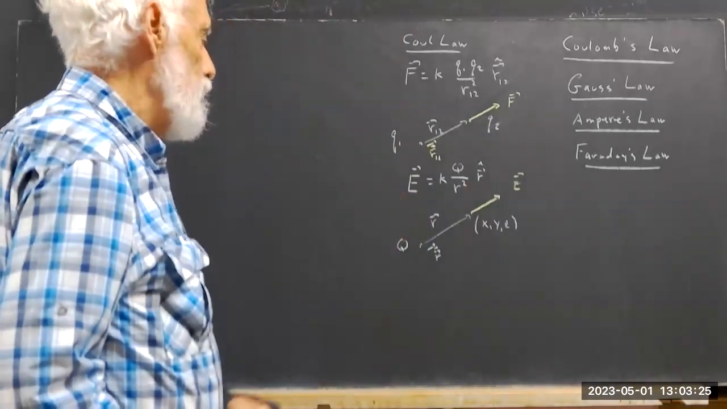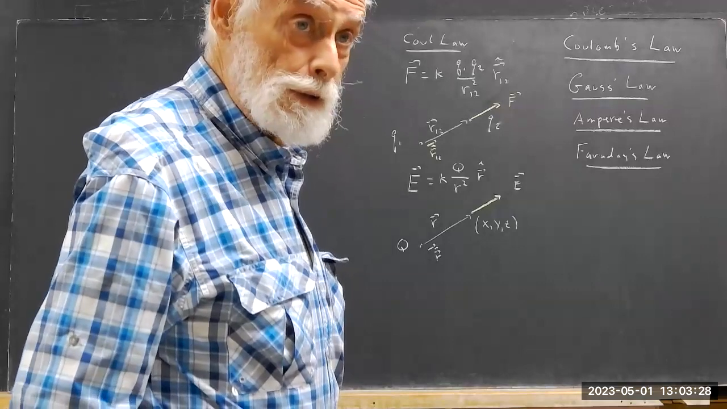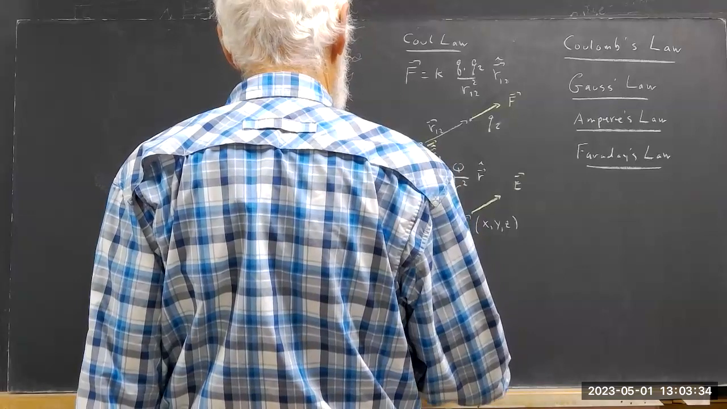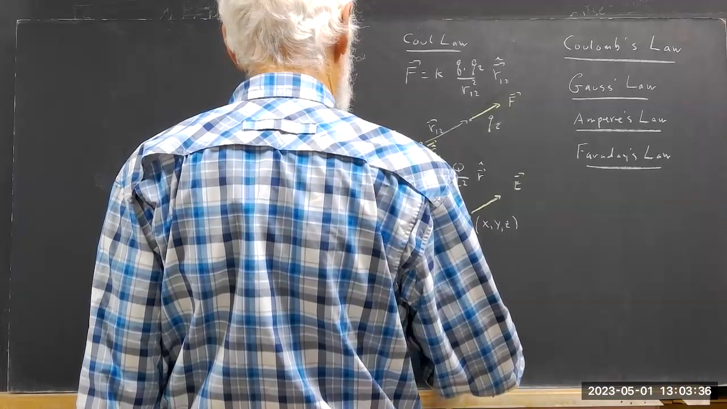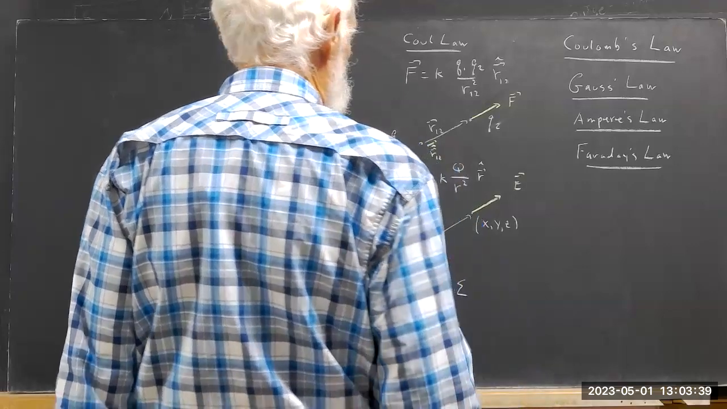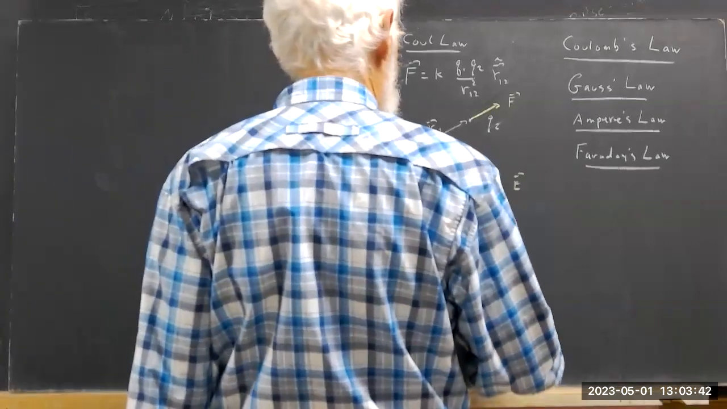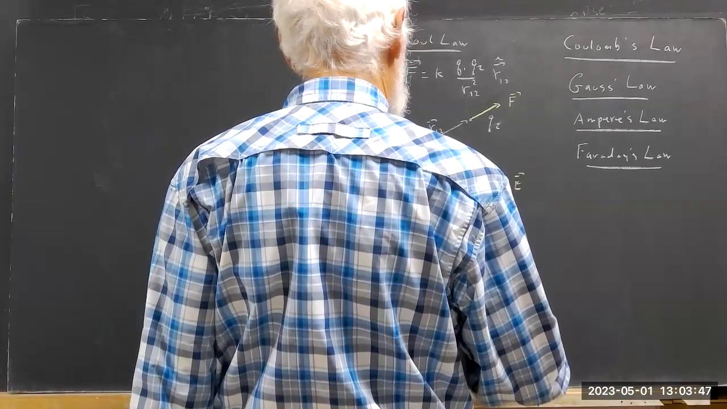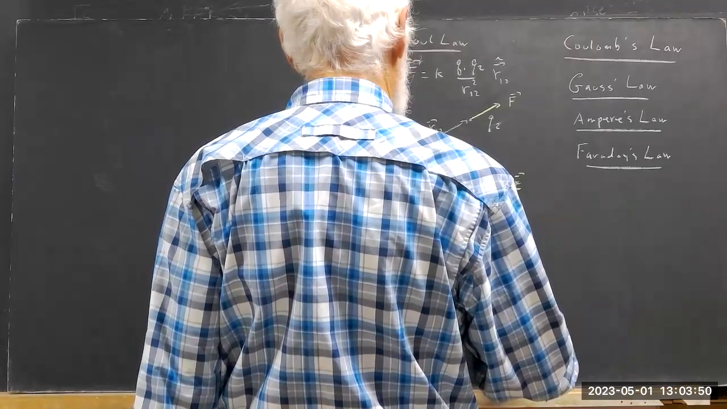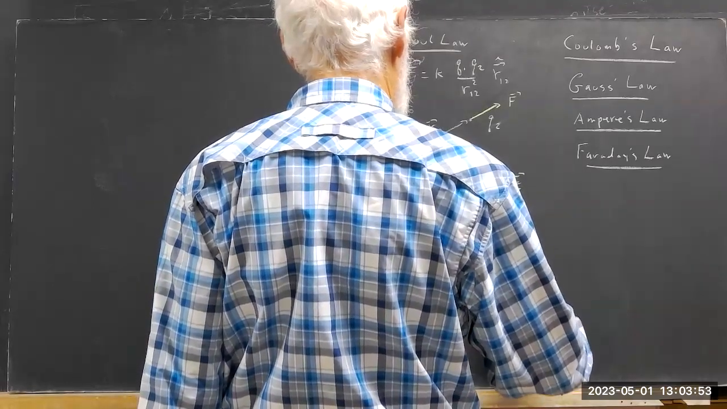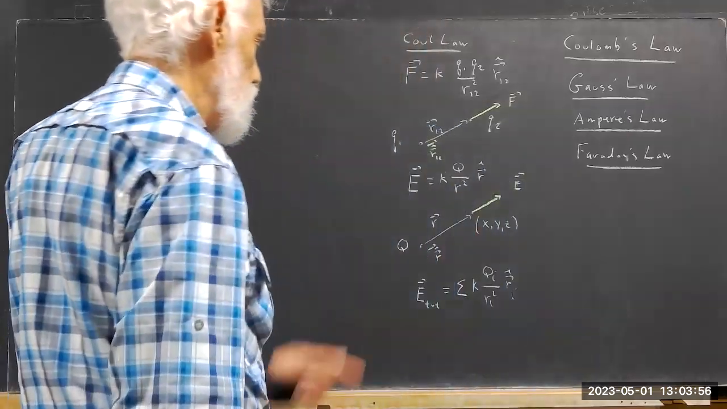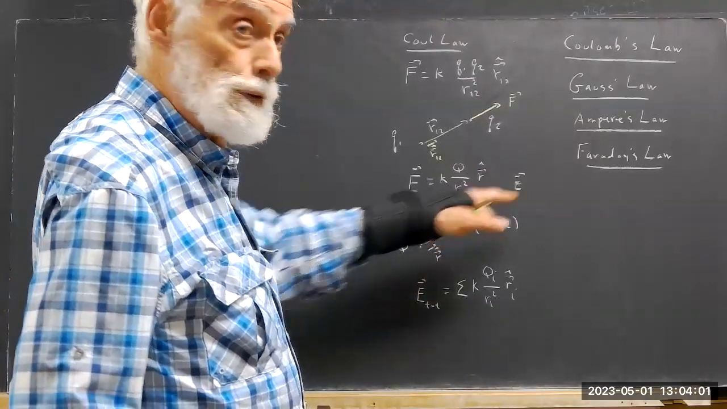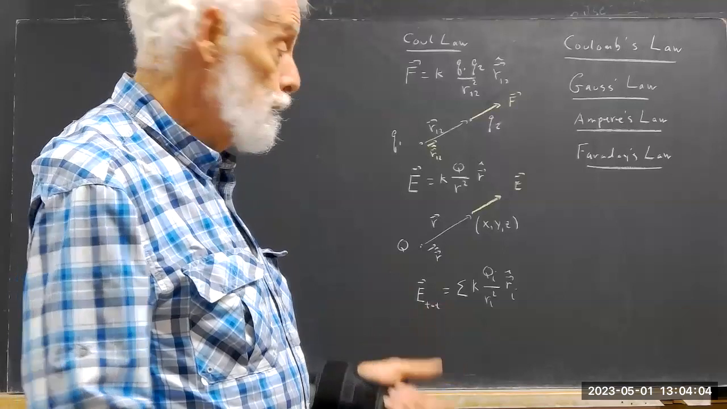Okay. Now your electric field due to a collection of charges is just the sum of your K Q sub i over R sub i squared times R hat sub i. I'm not going to draw a picture for many, but if you have three or four charges, you draw the same picture for each charge, and you add up your field.